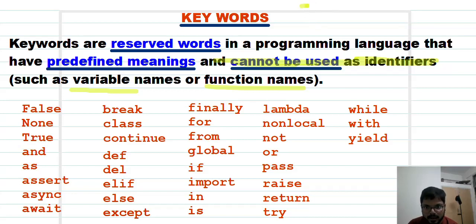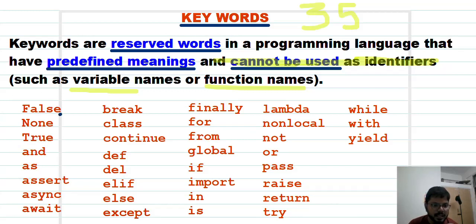Okay. Now we will see the number of keywords that exist in Python. There are 35 keywords that exist in Python. Now we will check the keywords one by one and we will see the 35 keywords here.